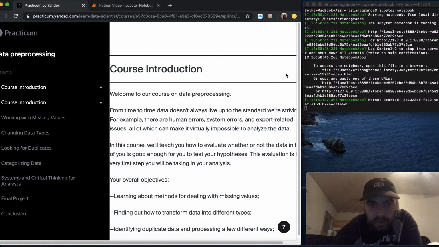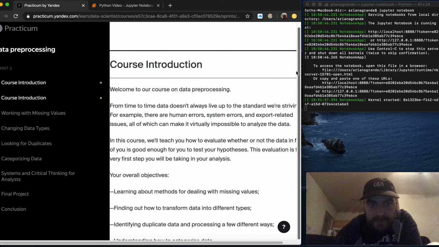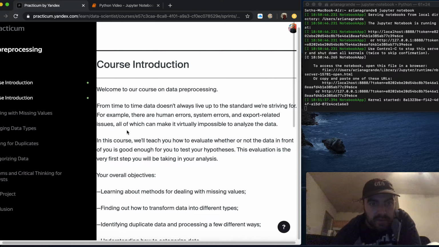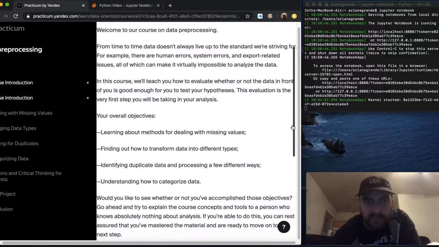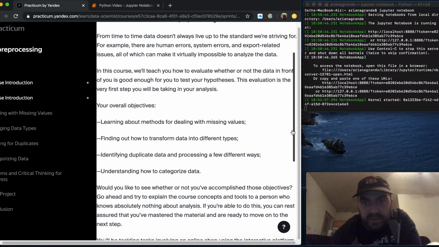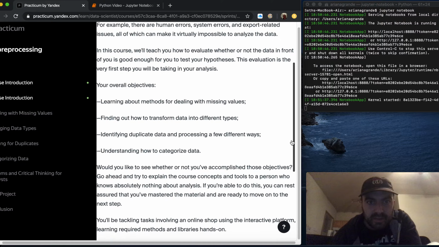Welcome to our course on data pre-processing. From time to time, data doesn't always live up to the standard we're striving for. For example, there are human errors, system errors, and export-related issues, all of which can make it virtually impossible to analyze data. In this course, we'll teach you how to evaluate whether or not the data in front of you is good enough for you to test your hypothesis. This evaluation is the very first step you will be taking in your analysis.